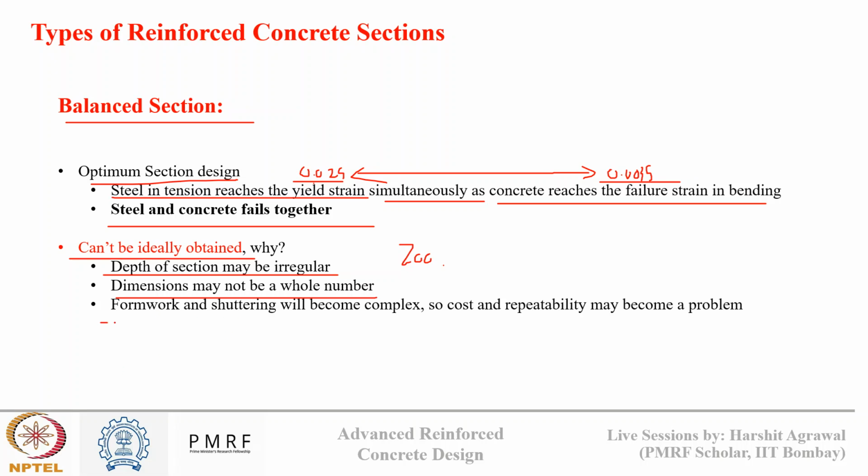And formwork and shuttering will become complex if the dimensions are not whole numbers. They are very complex geometry or very unique from member to member, so it will increase the cost and create a repeatability problem also. So that's why, to keep a simple design, obtaining a balanced section is generally difficult.